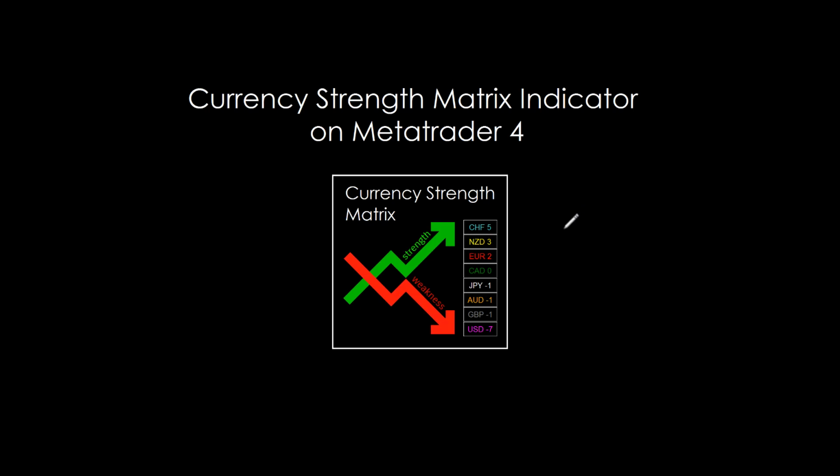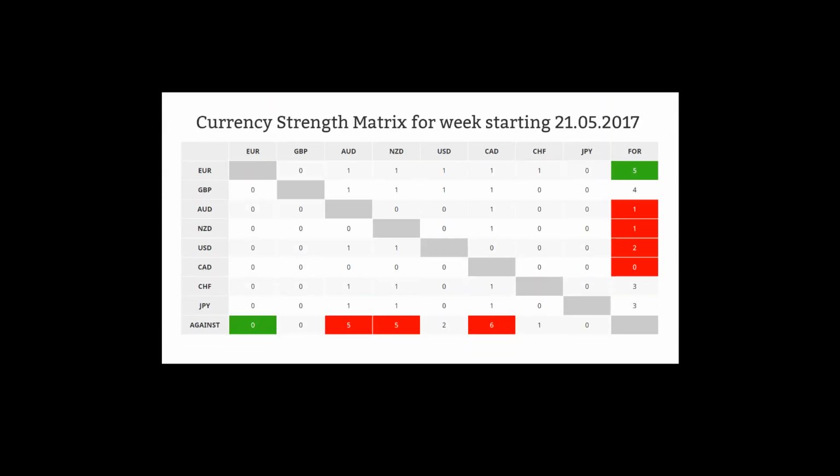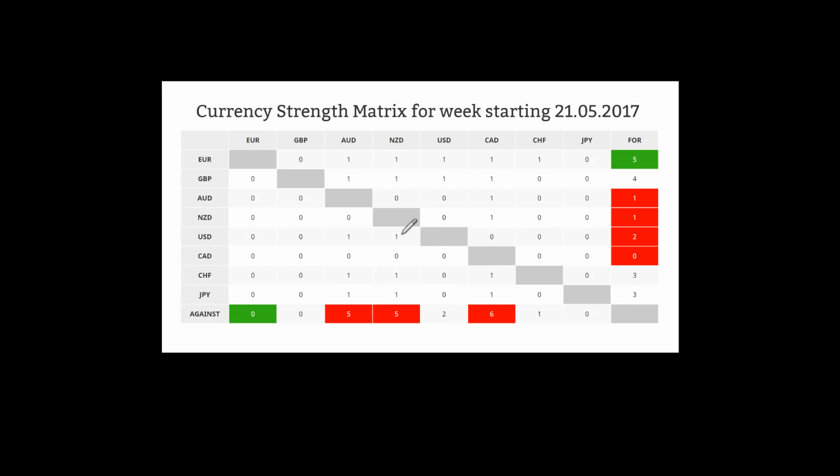In this video we're going to go through the installation and reading our currency strength matrix indicator. Before we get stuck into the indicator itself, I just want to quickly go over what it is we're trying to achieve with the indicator. Essentially, we're looking at our 8 major currencies and cross-referencing them against each other to establish which is the strongest and which is the weakest, based on a scoring system which we have developed.